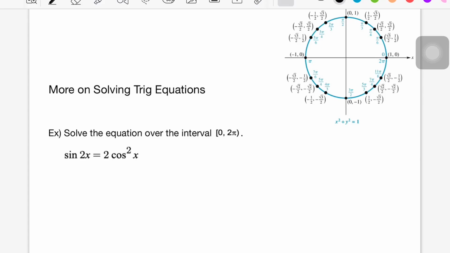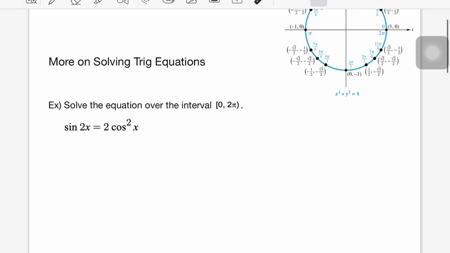In this video, we're going to go over section 10.6 from our textbook, which is on more about solving trig equations, and in particular, working with our double angle and half angle identities that we saw in section 10.3. So let's do this example here. We want to solve this equation over our interval from 0 to 2 pi.